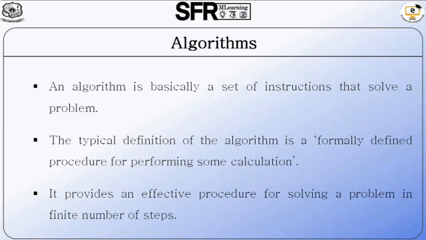Algorithm. An algorithm is basically a set of instructions that solves a problem. The typical definition of an algorithm is a formally defined procedure for performing some calculation. It provides an effective procedure for solving a problem in a finite number of steps.